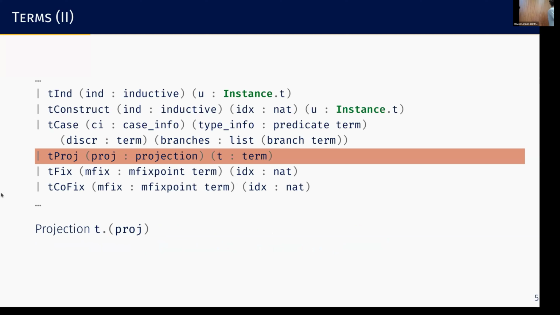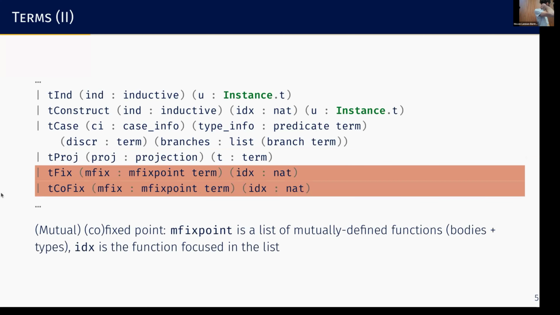There's the projection. So you have these primitive projections now for record types with eta. So there's also a node for that, which contains the term that is projected and then some information identifying which projection we're taking from the term.